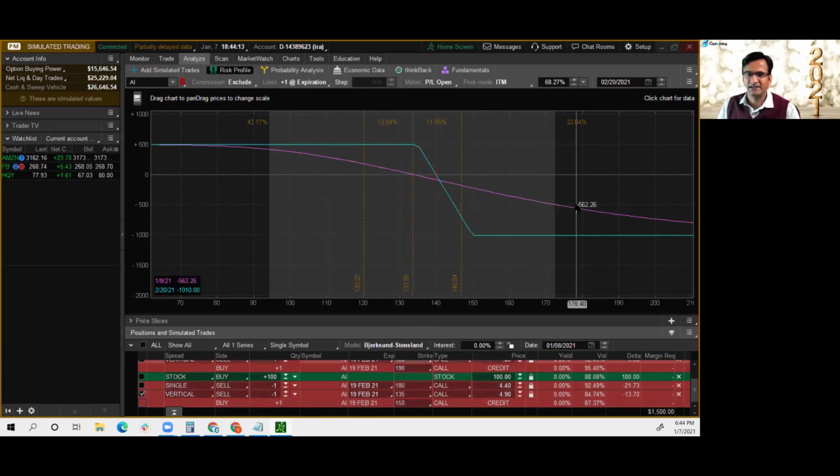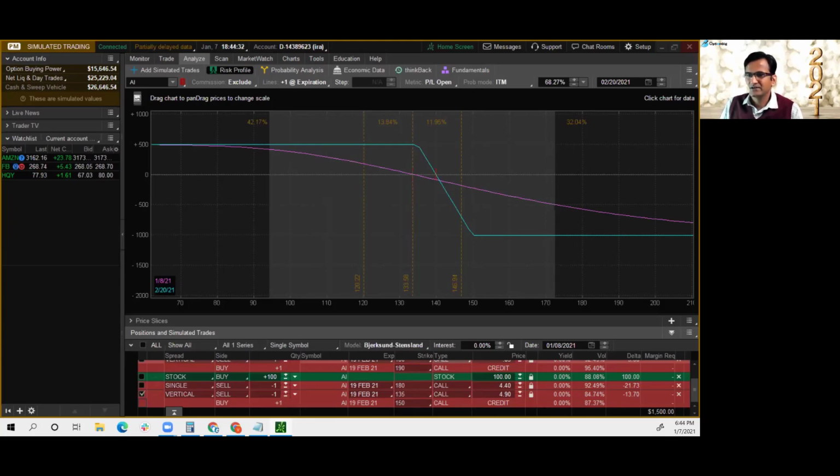So it gives you protection in case the stock continues to go against you. If you just short a stock, in that case, you have an unlimited loss. But if you do a call spread, then you're limiting your maximum loss.